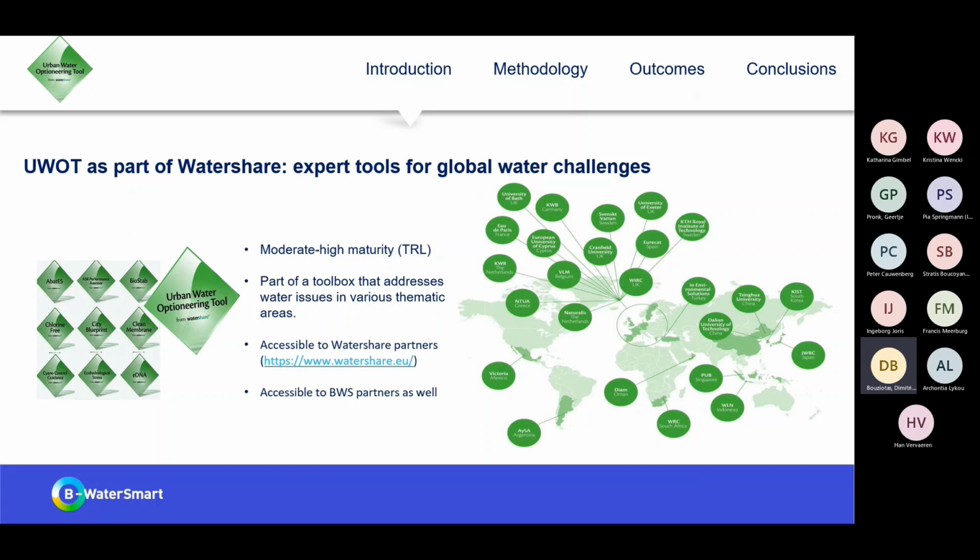UWOT is already a tool with medium to high technology readiness, TRL level. It comes with its own interface in Windows and comes as part of WaterShare, which is a network of tools addressing water issues in various thematic areas. So UWOT is thus accessible to WaterShare partners, but it is also accessible to the B-WaterSmart projects and the partners as well, with a limited license for personal use.